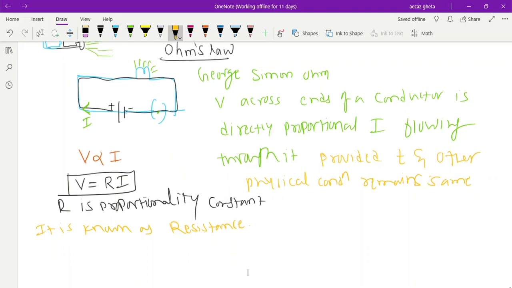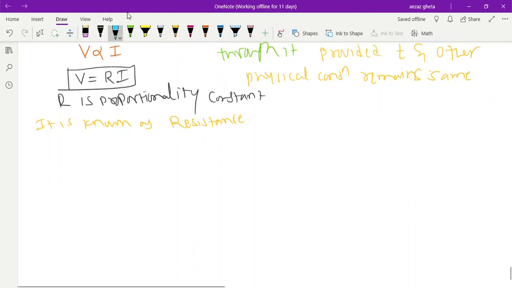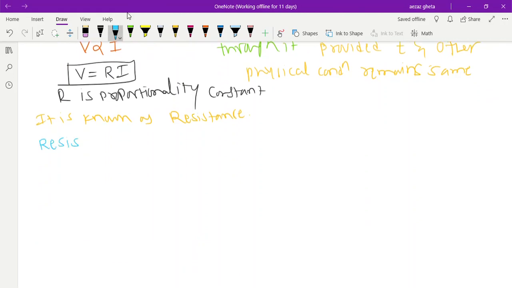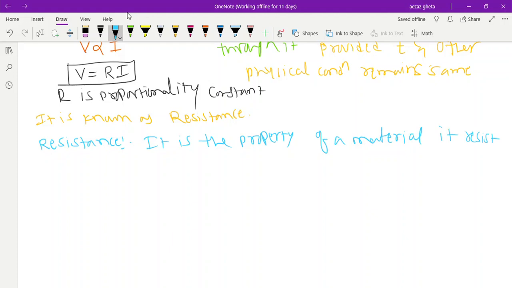Okay, so now what exactly is the meaning of resistance? Resistance means what? See, it is the property of a material. What it does, it resists the flow of charge. Okay, so resistance means any conductor you take has a certain resistance. They don't allow the charges to flow so fluently.